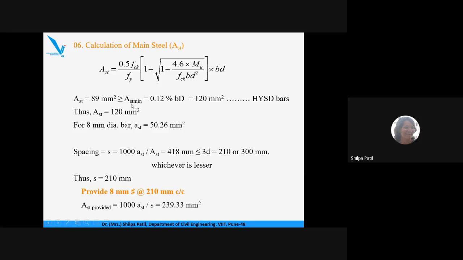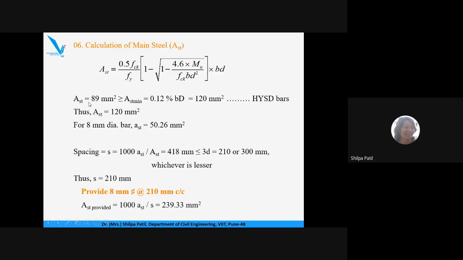Now compare this value with the minimum AST. Minimum AST is to be taken as 0.12% of the overall cross section. As we are using HYSD bar, we have to consider 0.12%. If we are using MS bar, then we have to use 0.15%. Normally for main steel, we never use mild steel. We always use HYSD. So the minimum area will be 0.12% of BD, which is coming as 120 mm square. And the AST required is 89, which is greater than AST minimum. So this value we have to provide as the AST.